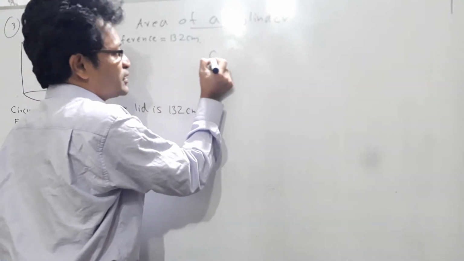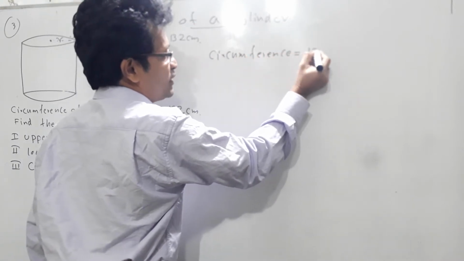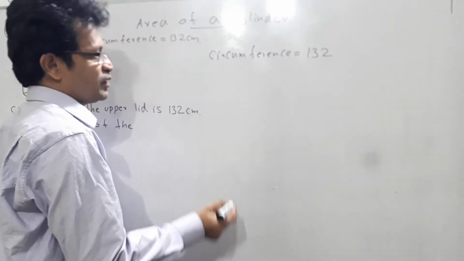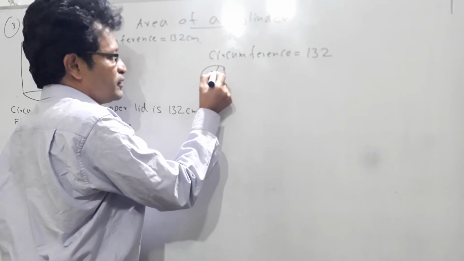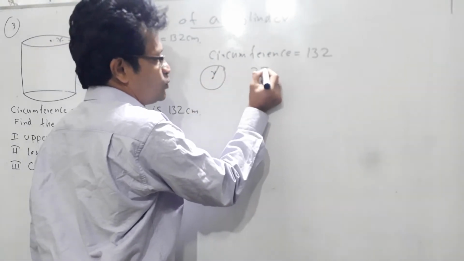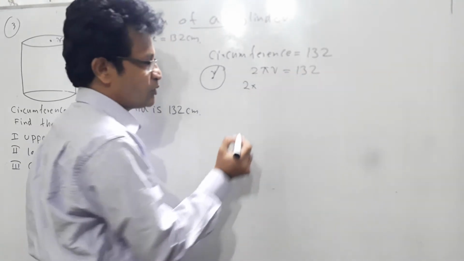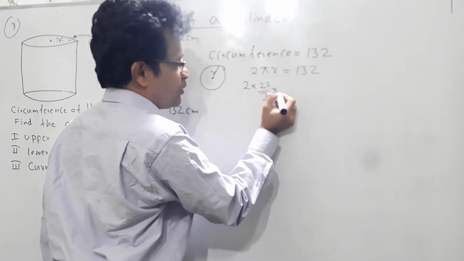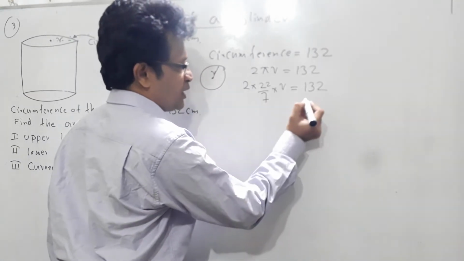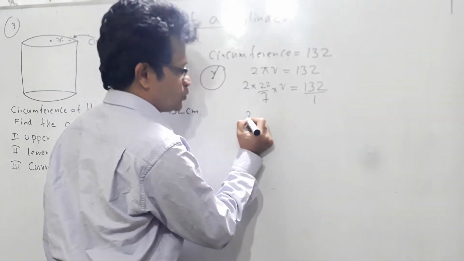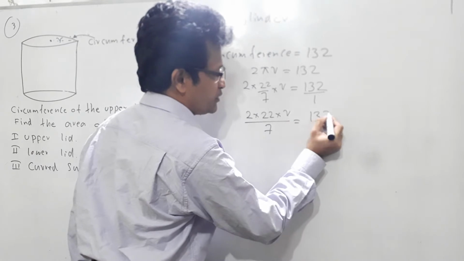So we know circumference equals 132 centimeter. We know the circumference of a circle is what? 2 pi r. If the radius is r, circumference is 2 pi r. So 2 pi r equals 132. 2 pi means here I will take 22 over 7. So 22 over 7 into r equals 132. I can do the cross multiplication because here it is 1.